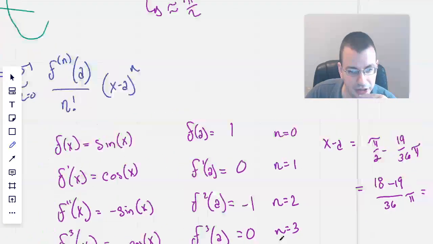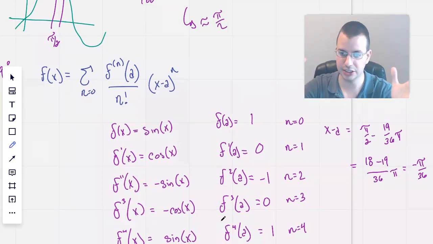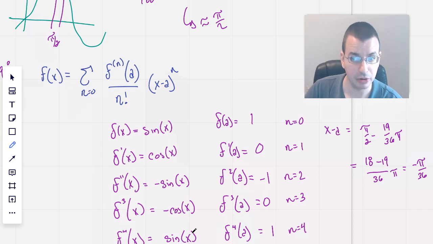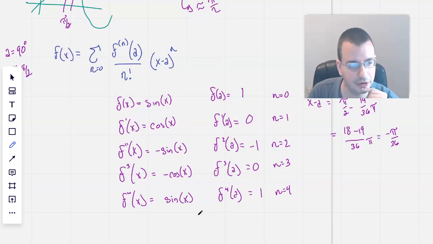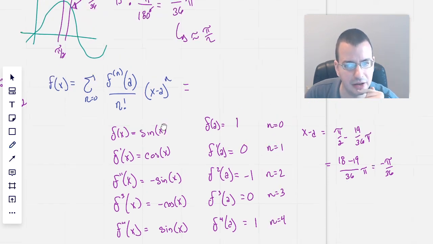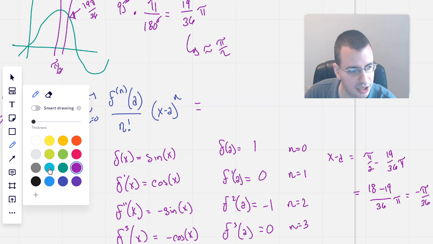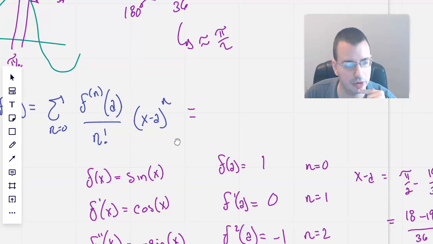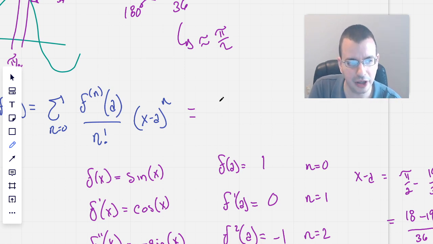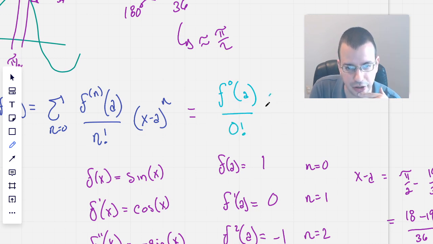It's important. Now that we have this giant table of data, we're going to plug it into our formula, specifically this formula up here. I've got to change colors so that we can see the transition and train of thought. Okay, so we'll start with f of 0 of a over 0 factorial times x minus a to the 0.